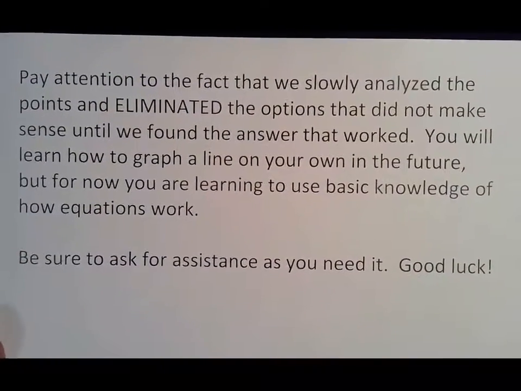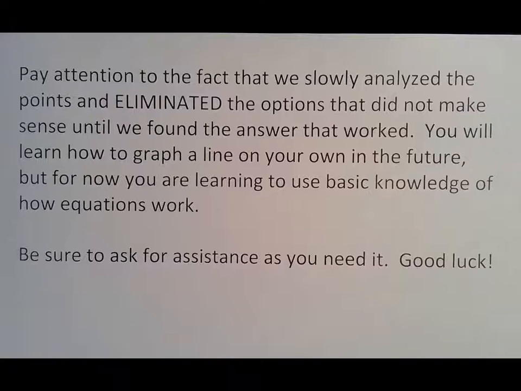Pay attention to the fact that we slowly analyzed the points and eliminated the options that didn't make sense. So the key idea again is to remember that there are 3 things in front of you. The right answer is going to match both, but there are 2 graphs where one of them will probably match, but the other one will not. So it's important that you take your time and go from there. But you'll learn how to graph a line on your own in the future. But for now, as long as you understand how to find the 2 points, you know everything you need to know to do it.